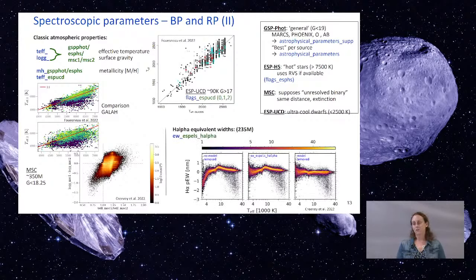Then finally, for the spectroscopic parameters on BP or RP, there is also the equivalent width of the H alpha line. Okay, so in this figure, I'm showing what's called the pseudo-equivalent width, which is defined in the documentation and the papers, as a function of effective temperature. The very middle panel is what you will actually find in the archive.